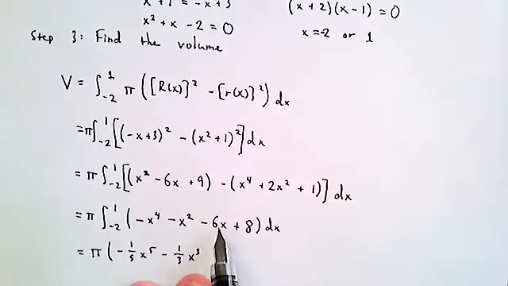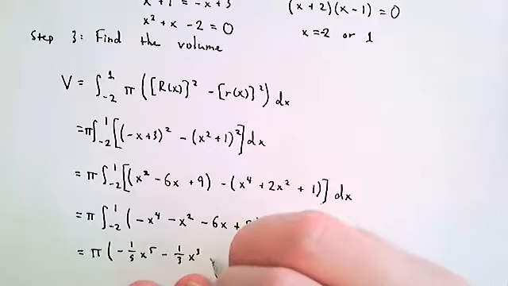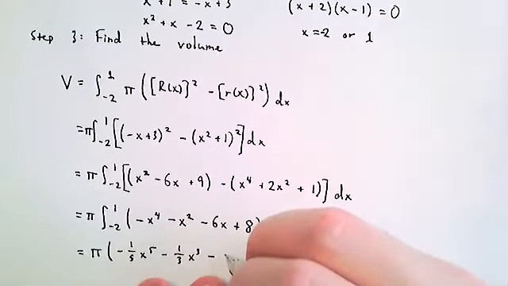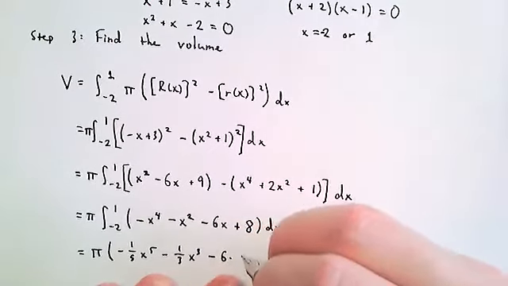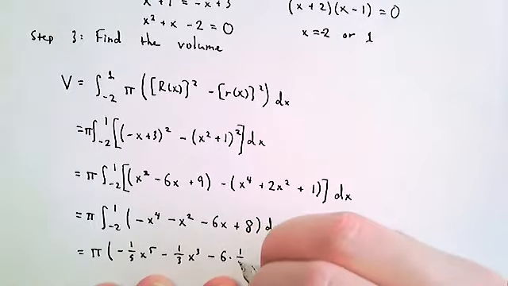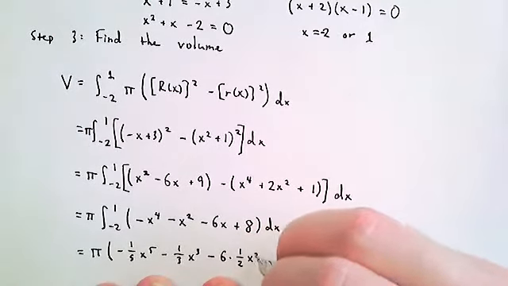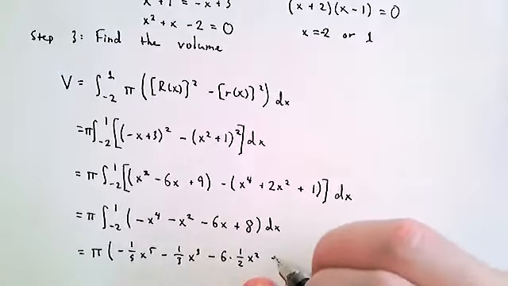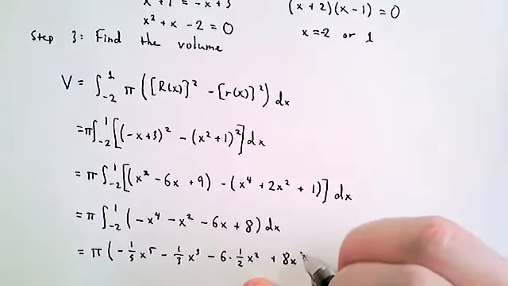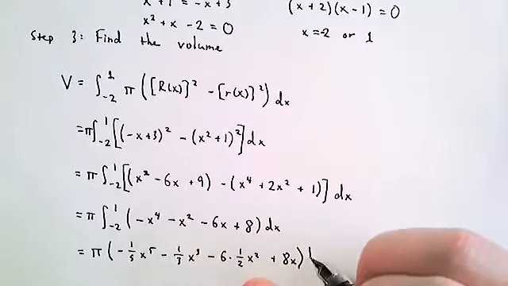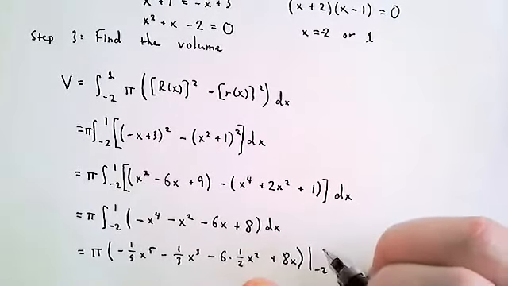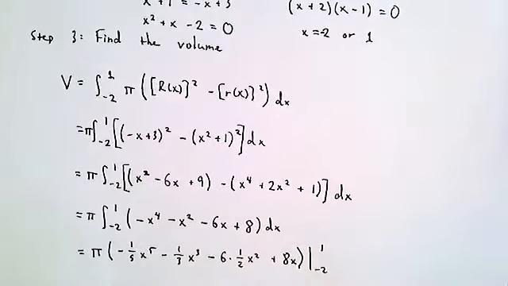and then this one will be dividing 6 by 2. 6 over 2 is 3. Or maybe I'll just write it 6 times a half, x squared, and then plus 8x. Okay. And then we still have to go from minus 2 up to 1. So plug in the two numbers, find the difference.